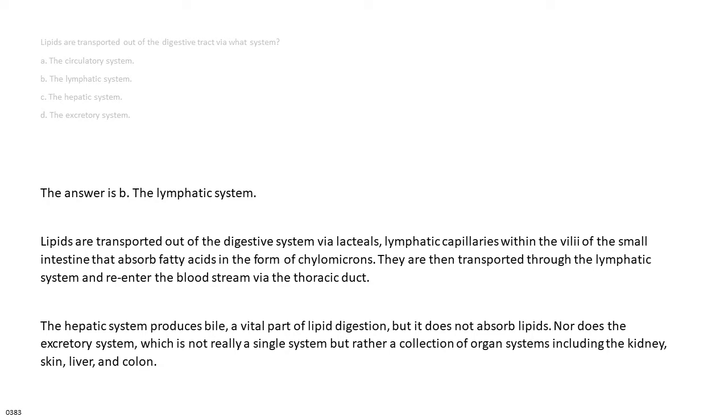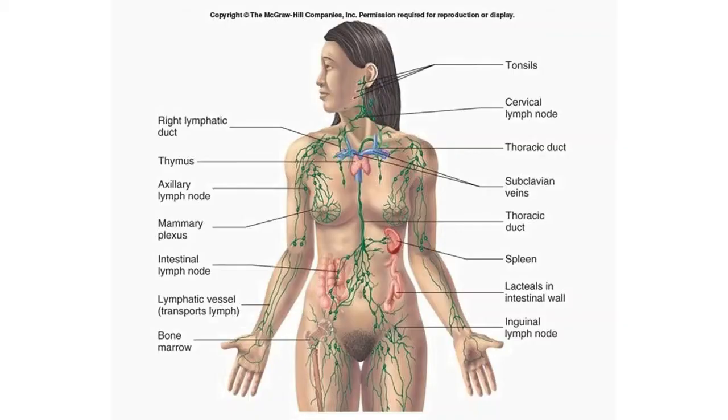The hepatic system produces bile, a vital part of lipid digestion, but it does not absorb lipids. Nor does the excretory system, which is not really a single system but rather a collection of organ systems including the kidney, skin, liver, and colon.